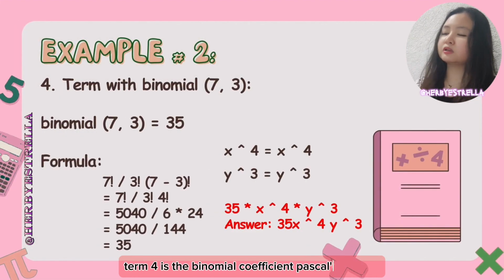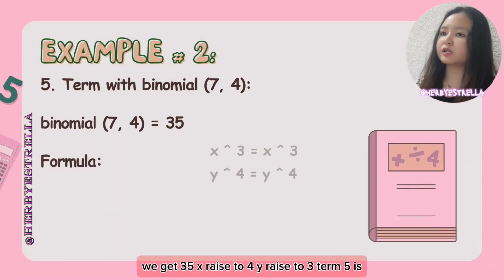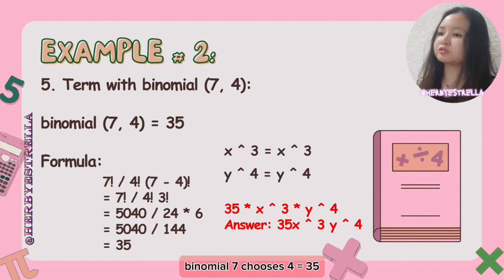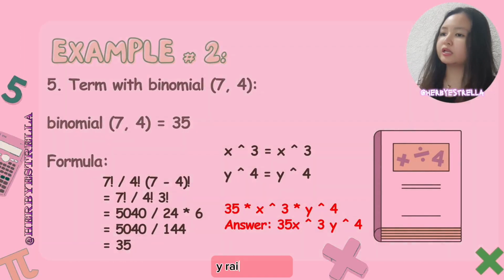Term 4 is the binomial coefficient binomial 7 choose 3 equals 35. The powers of x and y are 4 and 3 respectively. Multiplying this, we get 35x^4y^3. Term 5 is the binomial coefficient binomial 7 choose 4 equals 35. The powers of x and y are 3 and 4 respectively. Multiplying this, we get 35x^3y^4.